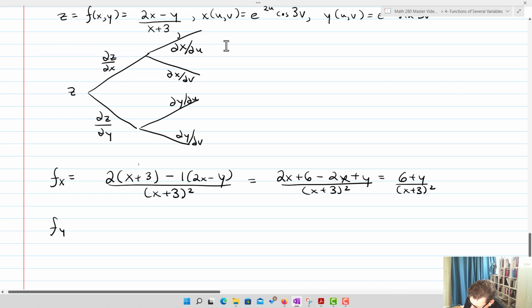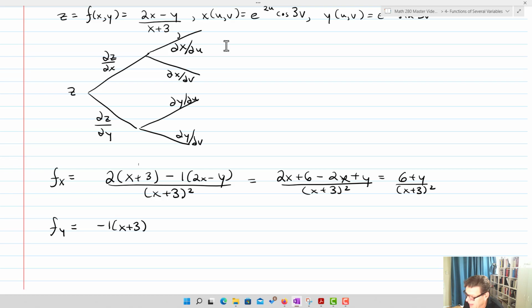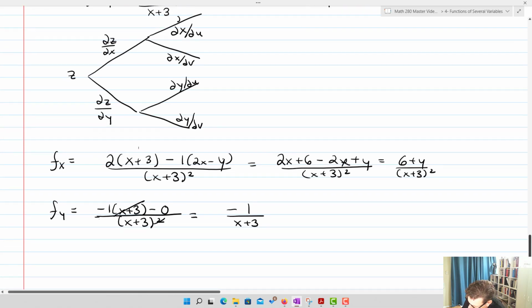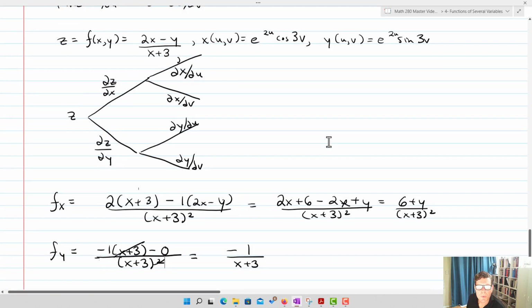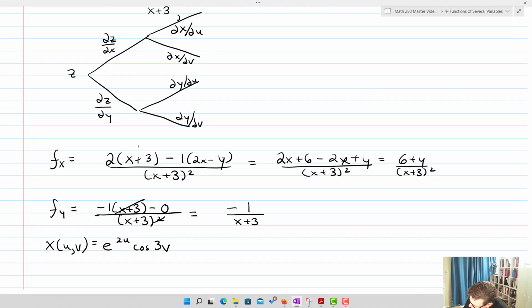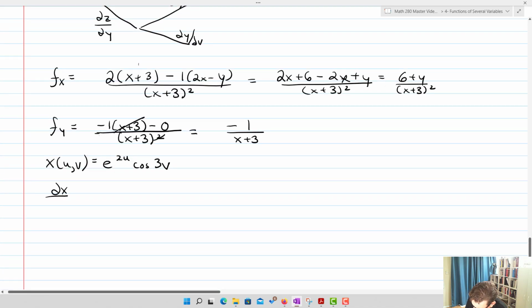Now fy, we're going to get first negative 1 times x plus 3, and then x plus 3 has no y's in it, so that's just going to be 0. So minus 0, and then divided by x plus 3 squared again. Now I can reduce this, which ends up giving me negative 1 over x plus 3, because that's going to cancel, and there's fy. Cool. Now let's write x of u v, which equals e to the 2u cosine 3v. So now we need to find dx du, or the partial of x with respect to u.